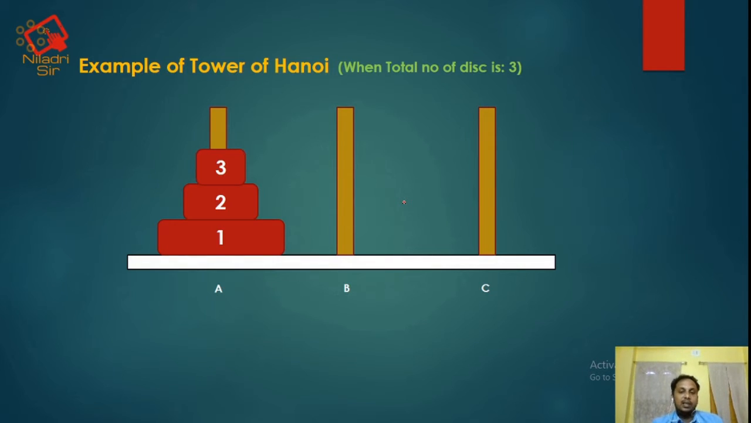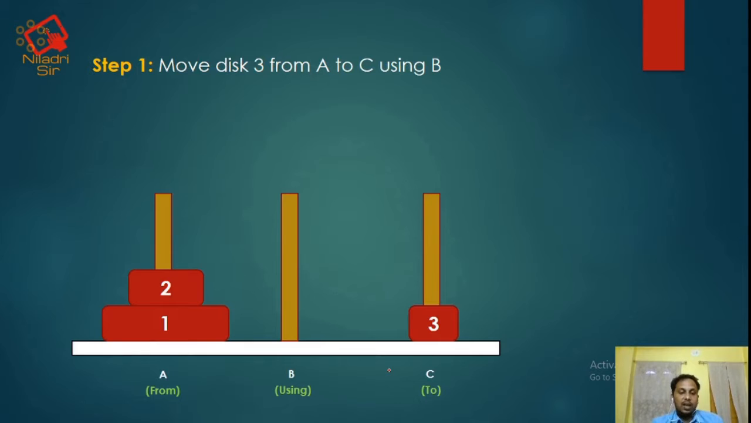So there are three disks 1, 2, and 3. First, what is the objective? Move all the disks from A to C. So first we move disk 3 from A to C using B. So what we have done is we just converted to place the number 3 disk from A to C.